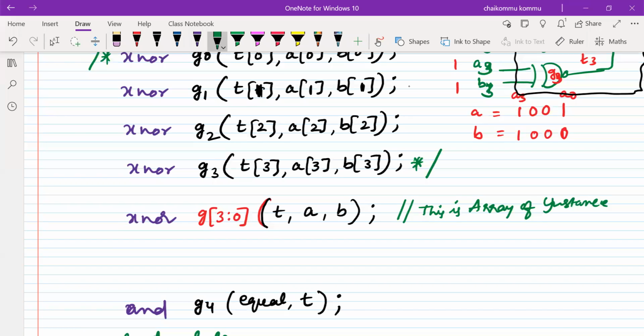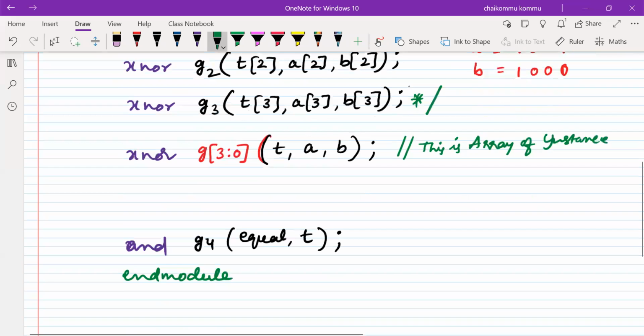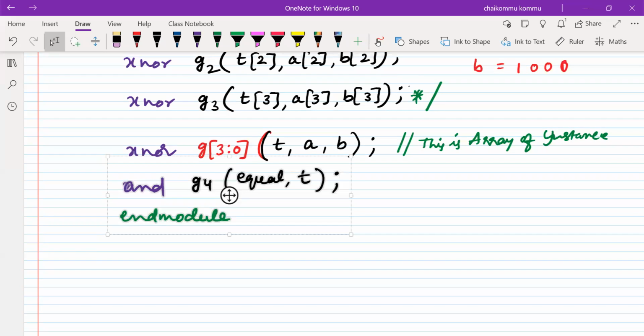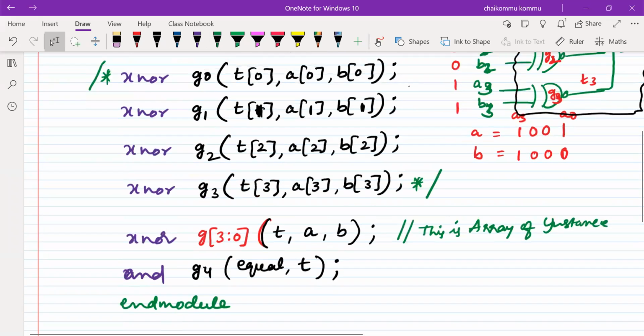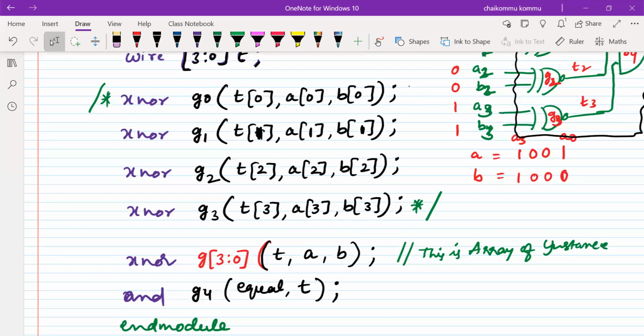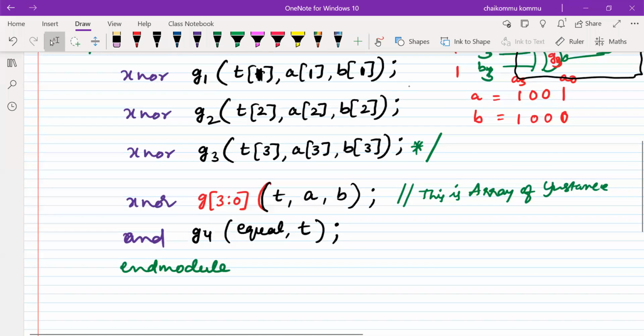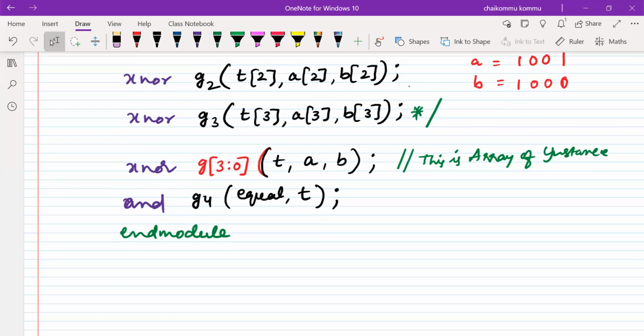This is another way. If you are comfortable, you write it there. Otherwise, you can use the normal procedure. I hope you can understand this, right? The same thing is applicable to the byte comparator also. We just have to change the gate instance name. So that's it. Now let us write a test bench for this one.